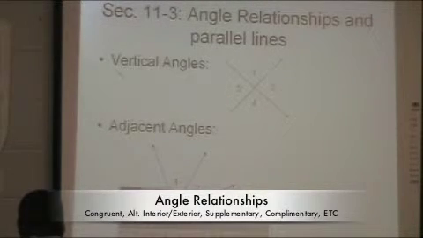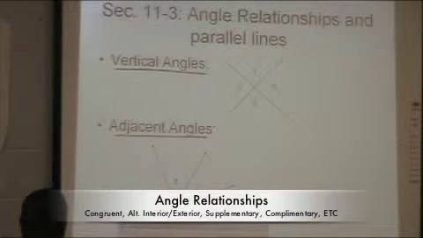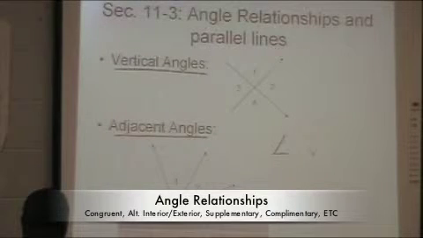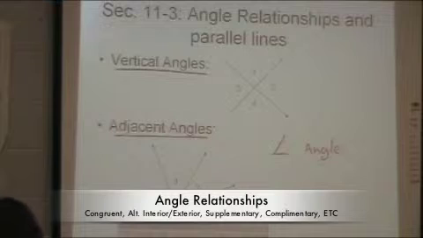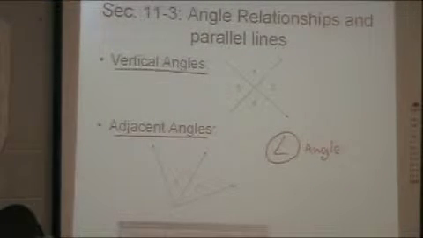Alright? I want you to define vertical angles and adjacent angles, but before we can do that, you have to know some symbols. This symbol right here means angle. So when you see this symbol right here, you should think in your head, angle. That means you got to write it, Marquette.